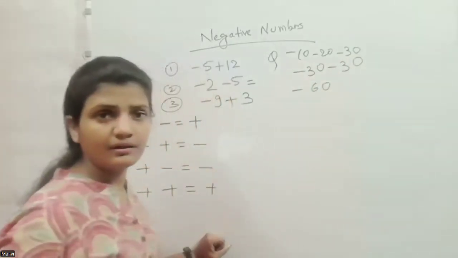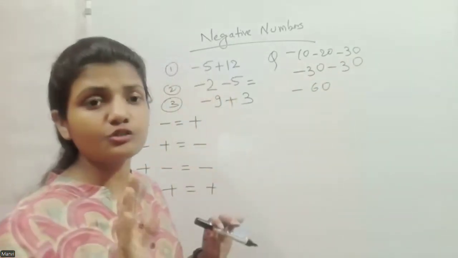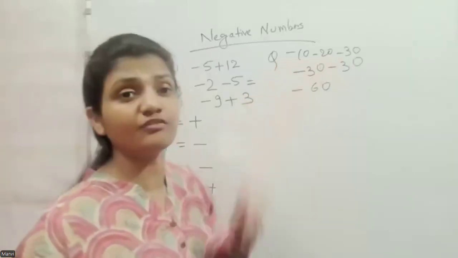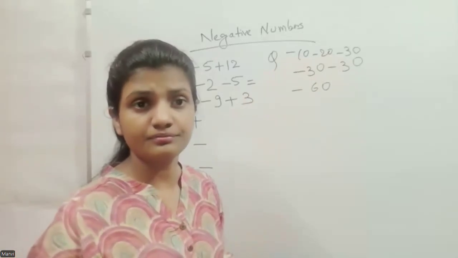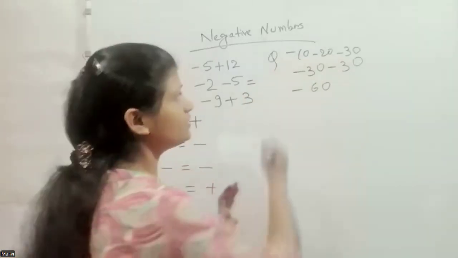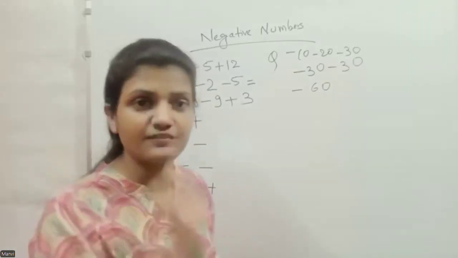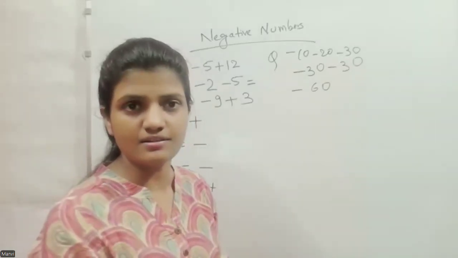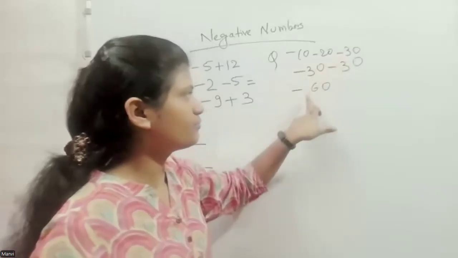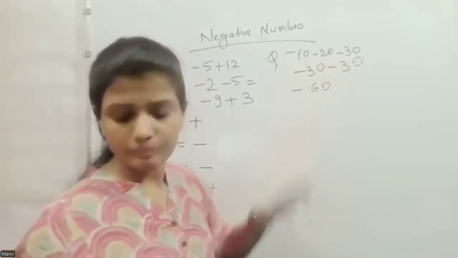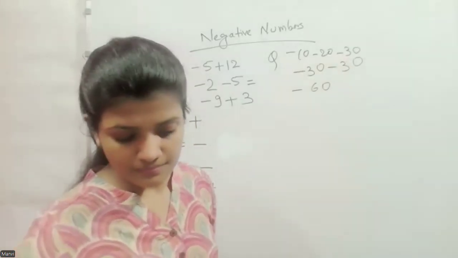But if you carefully understood what I said earlier, I said that if there was a similar sign, then we always do the addition. So here all are in minus. So we do the addition, but put the negative sign in our answer. So here we add these three and put the negative sign. Okay, good.